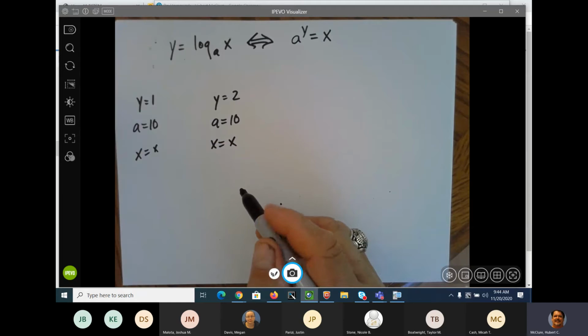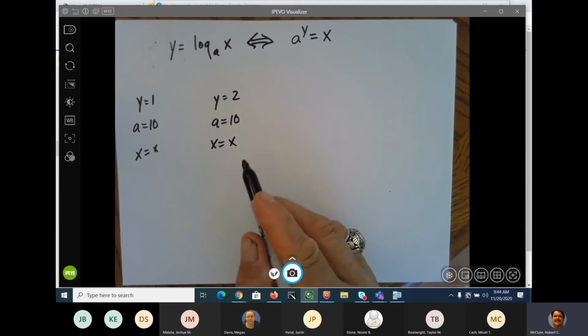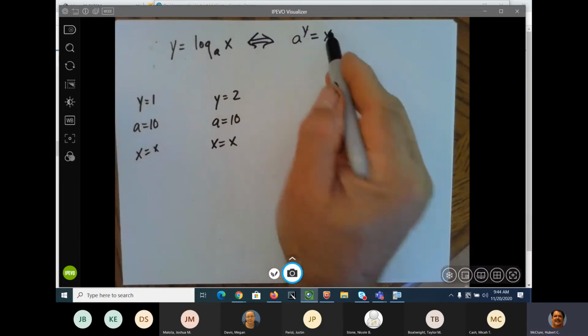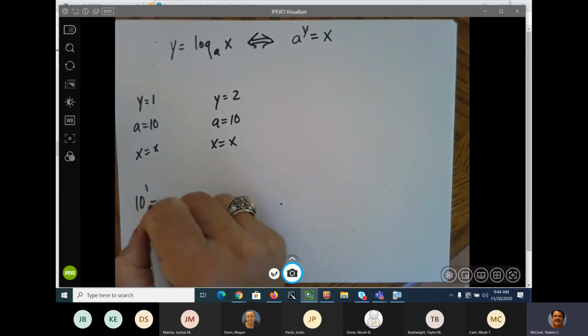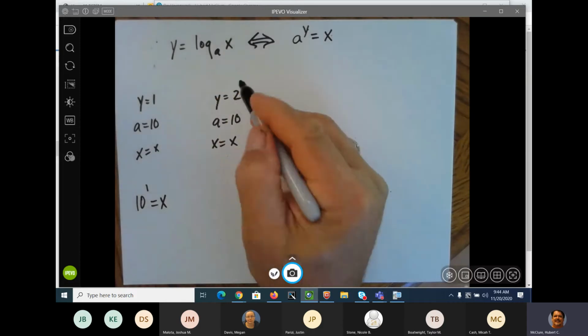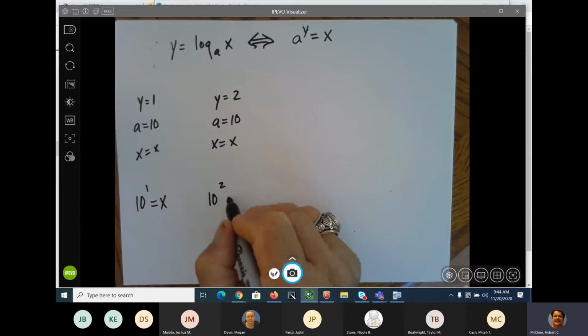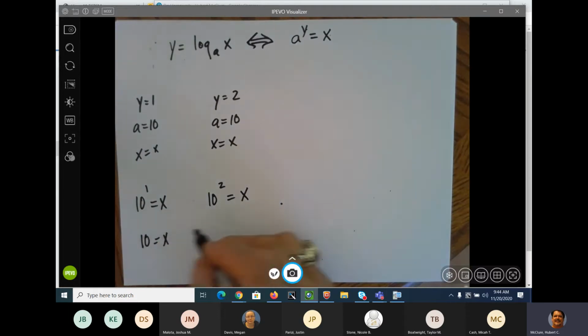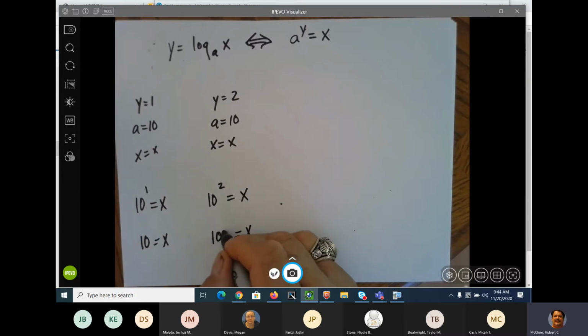So this one is going to come out to be 10 to the 1 is equal to x. And this one's going to be 10 to the 2 is equal to x. And x is equal to 10, and x is equal to 100.